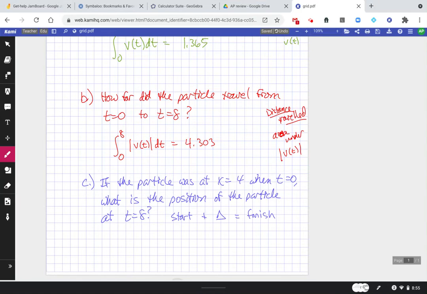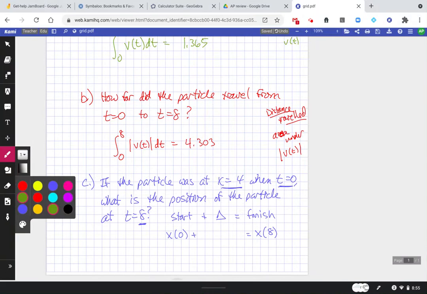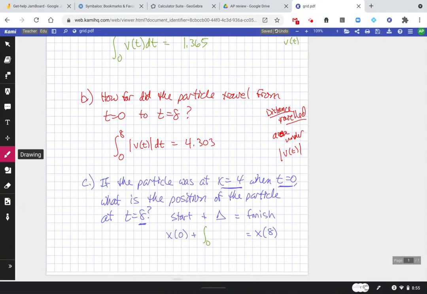The starting value would be x equals 4 when t equals 0. So x of 0. My finishing value, I want to know where this thing is at t equals 8. So I want to know its x position at t equals 8. The change then is going to be the area under its derivative's curve. So that is, now I'm going to go back to green, the integral from 0 to 8 of my v of t dt. Because again, we want displacement now because we want to know what its final position is.